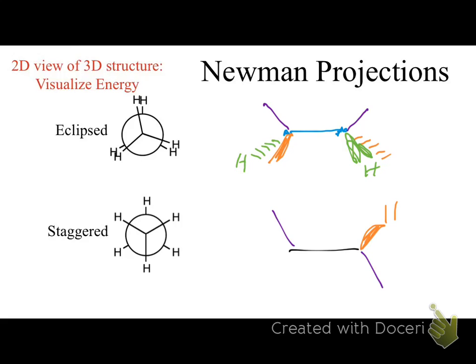I may have just done this mirror imaged. Did I do it mirror imaged? No. And I said away, didn't I? I blame the pizza people for confusing me. And then we've got our green ones.